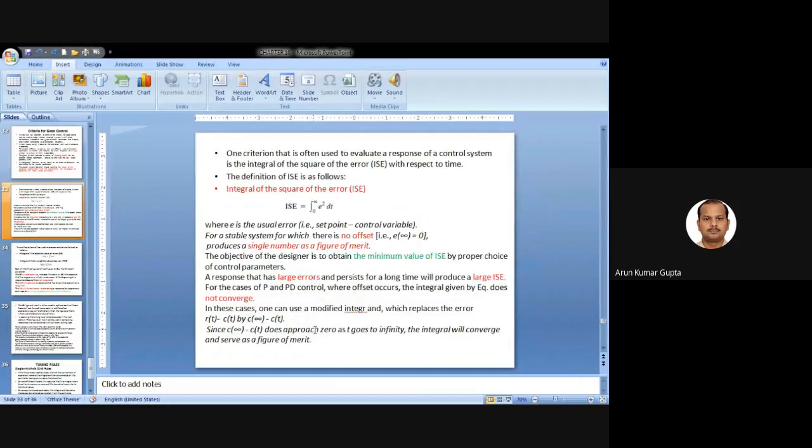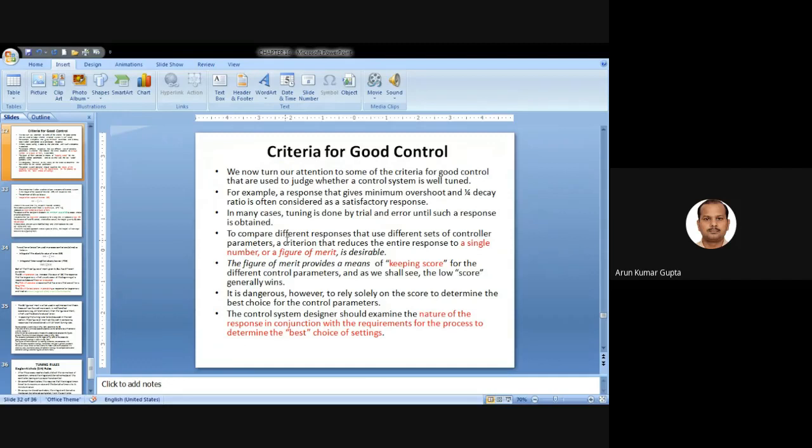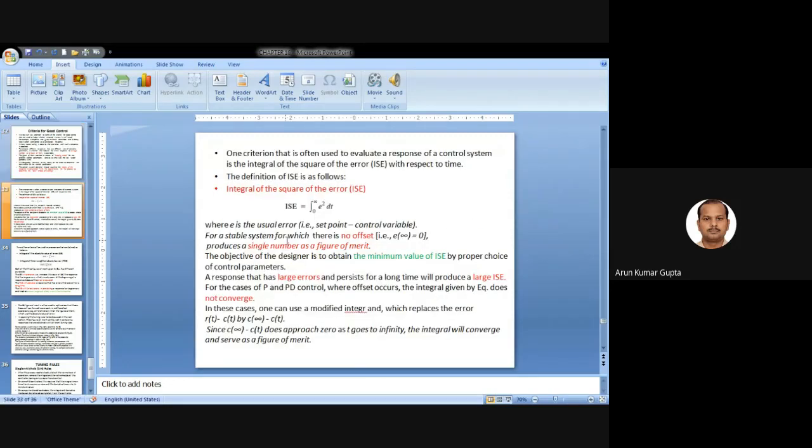So this is the method by which we define a figure of merit, or we can say this is the criterion that will give you the tuning of the parameters. You can say how the parameters will be tuned so that this error should be minimum. We are defining all this in terms of the error. So the error should be minimum, the ISE value should be minimum. If this value is minimum, it means our parameters are okay.